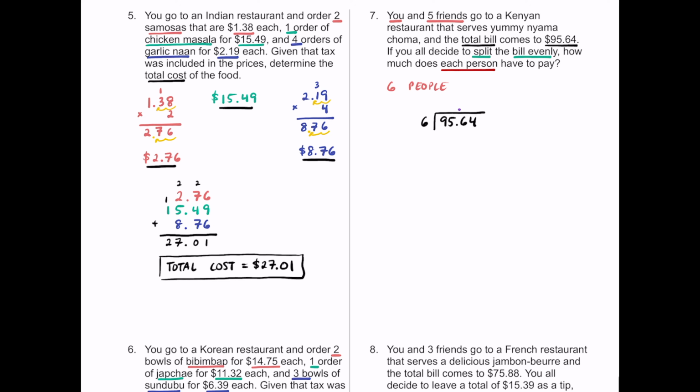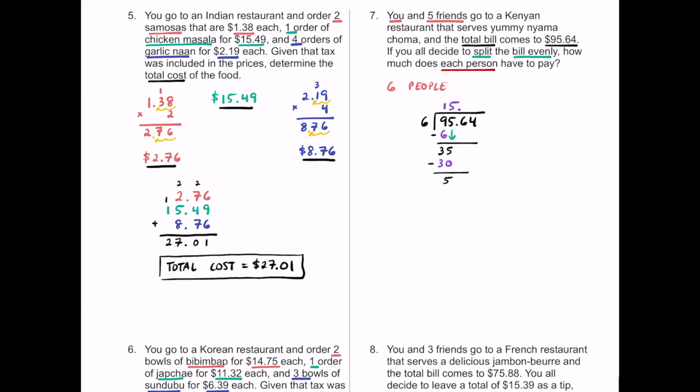Now 6 is going to fit into 9 one time, so 1 times 6 is going to be 6. So that 1 up there lets us know that everyone's going to have to pay at least $10. 9 minus 6 is going to be 3. Let's go ahead and bring down this 5. So this 5 is going to join the 3. So 6 times 6 is 36, so 6 times 5 is going to be 30. Let's go with 5. 5 times 6 is 30. And so if we go ahead and subtract, looks like we are off by 5 now.